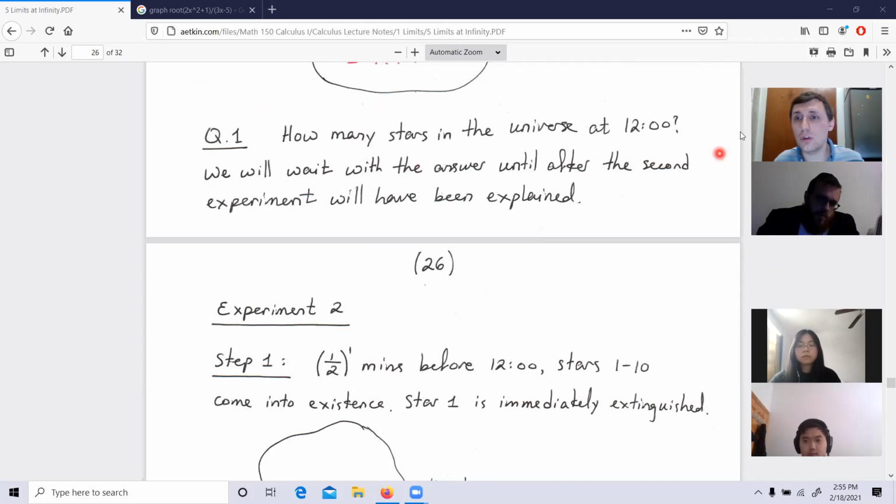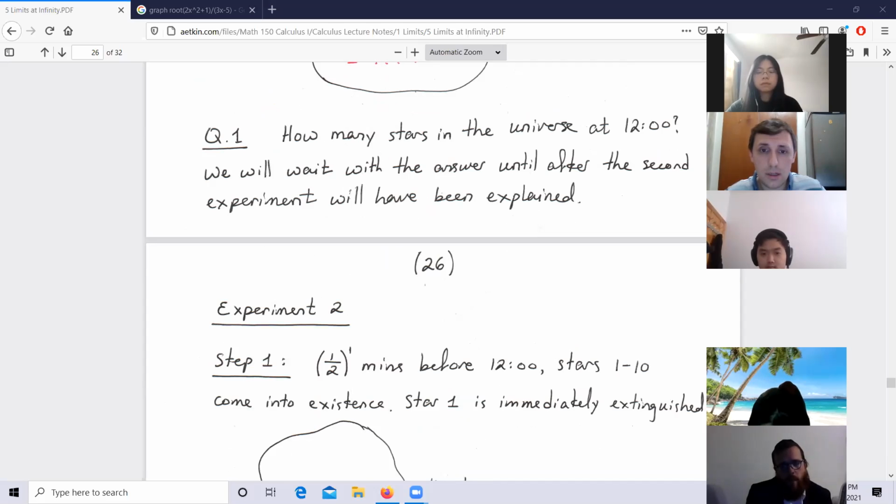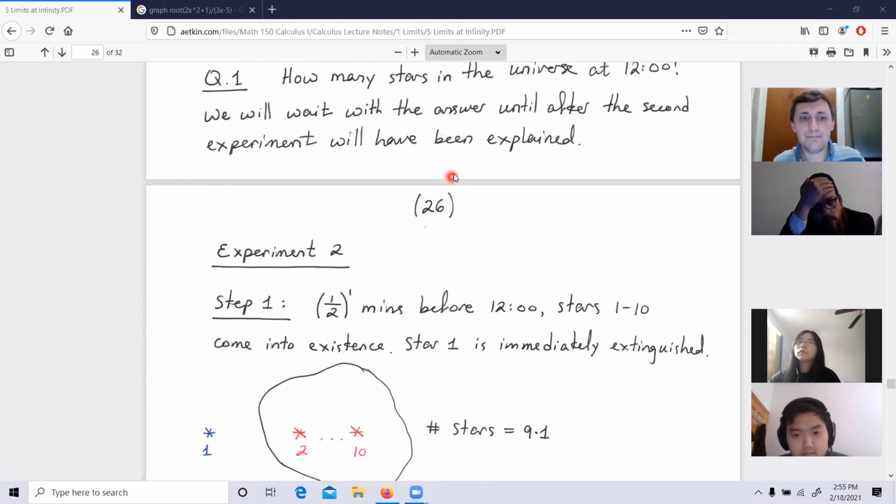It's very similar. Do you remember what happened in experiment 1? 1/2 minutes before 12, stars 1 through 10 appear, 10th star disappears, right? Basically 10th star disappears, 20th star disappears, 30th star disappears. Good. Now here is the next procedure.